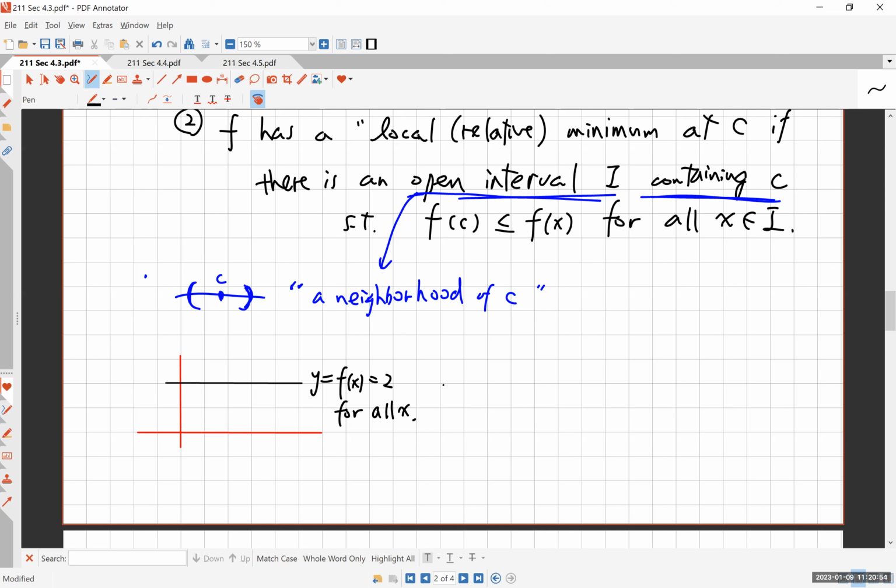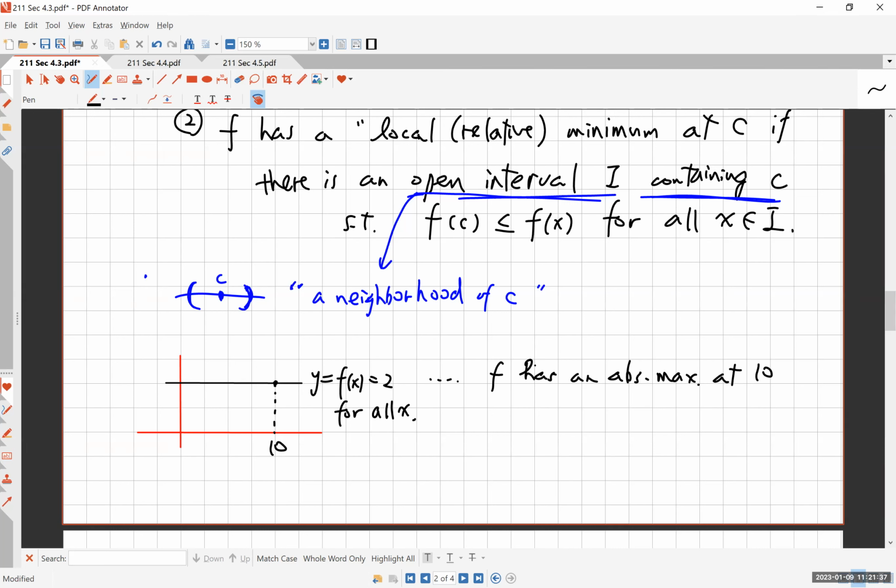Is there a maximum and minimum of this? No, of course not, because you can't find a highest point or the lowest point, or can you? Well, let's look at the definition. Take this random point x. Does f have a local, relative, or absolute maximum at this point? Let's say 10. Does f have an absolute maximum at 10?